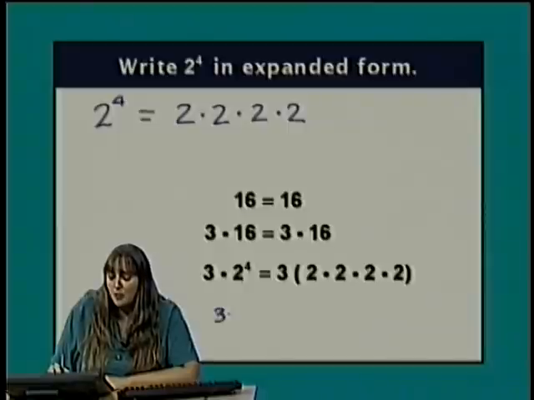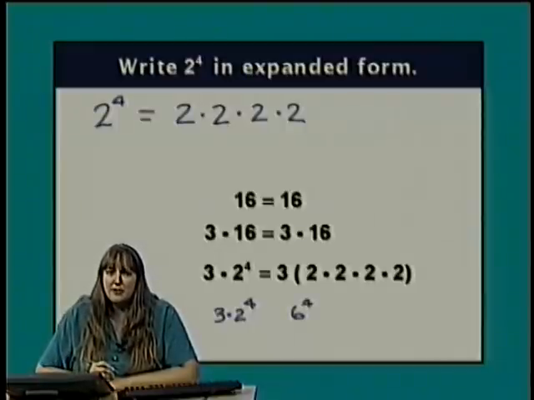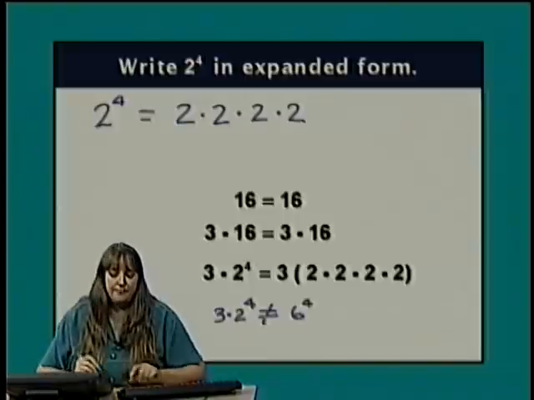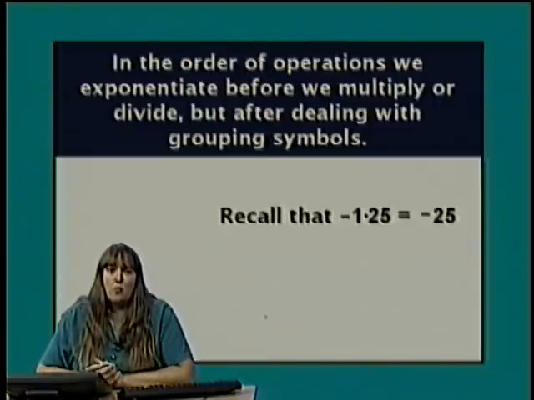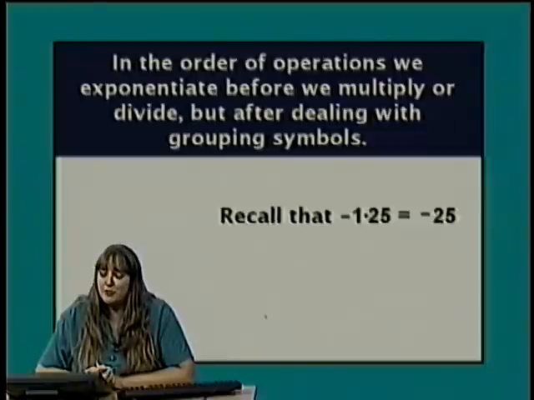If we had tried to multiply first, 3 times 2 to the 4th, and we thought, okay, 3 times 2 is 6, but I still have that exponent of 4, then I have 6 to the 4th, and 6 to the 4th is a lot larger than 3 times 2 to the 4th. So these are not equal to one another. This leads us to one of our properties in our order of operations. In the order of operations, we exponentiate before we multiply or divide, but after dealing with grouping symbols.